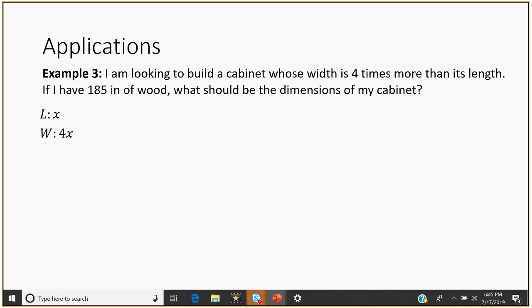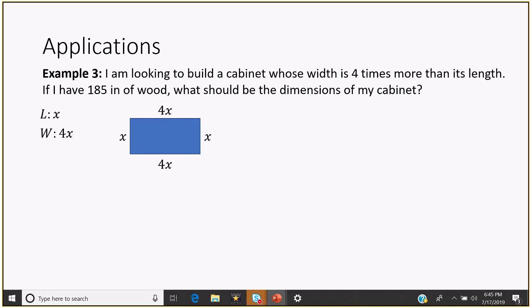I have 185 inches of wood, and that should tip you off that this is a perimeter question. That means that if I'm building my cabinet, this is the distance I can make around my cabinet. So perimeter is 2 length plus 2 width. I drew a picture to show exactly what I was saying.